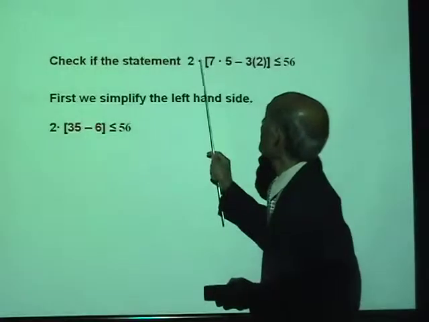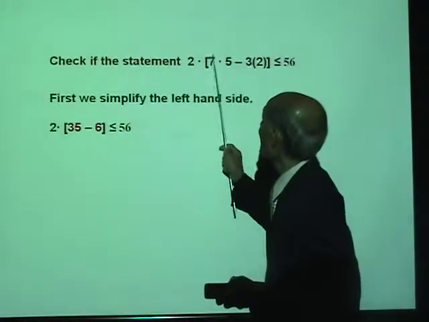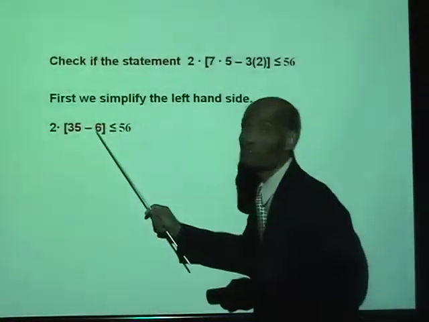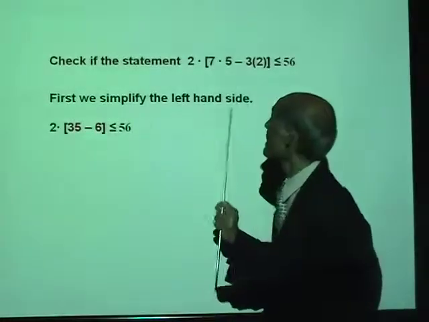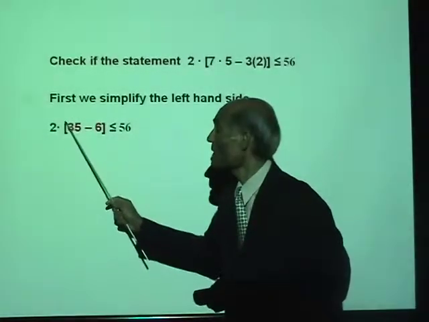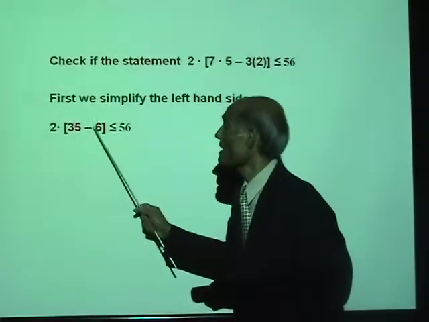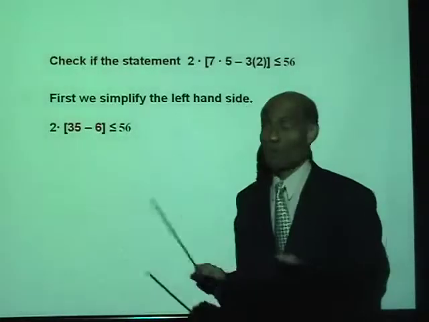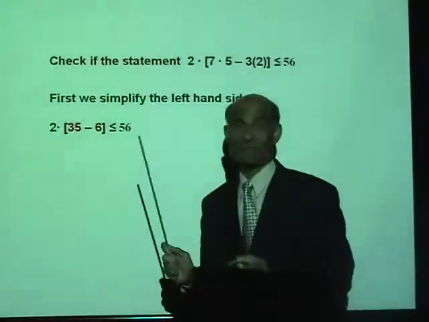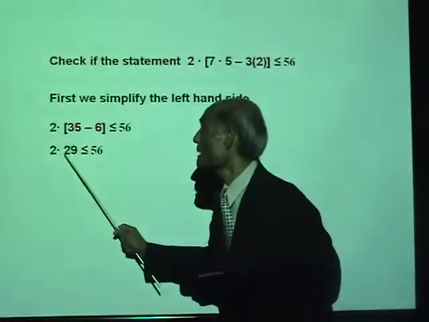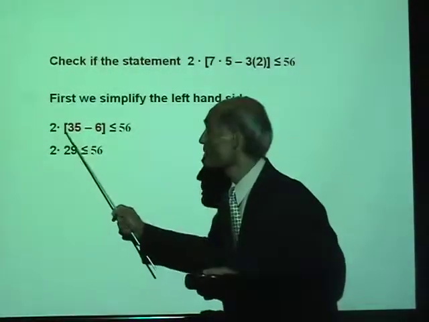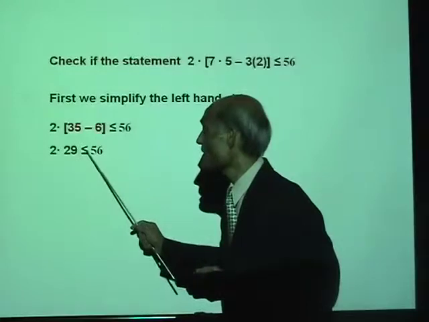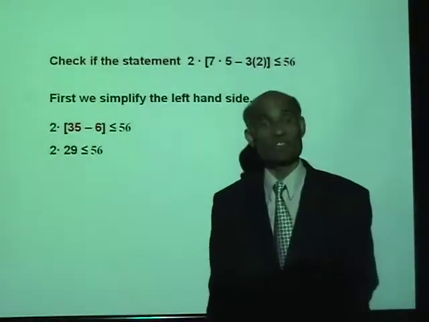That is 2 multiplied by 7 times 5 is 35, minus 3 times 2 is 6. So the left hand side now becomes 2 multiplied by, in bracket, 35 minus 6, less than or equal to 56. Alright, simplify inside the bracket. That is 2 multiplied by 29. Is that right? 35 minus 6 is 29. 2 multiplied by 29 less than or equal to 56.